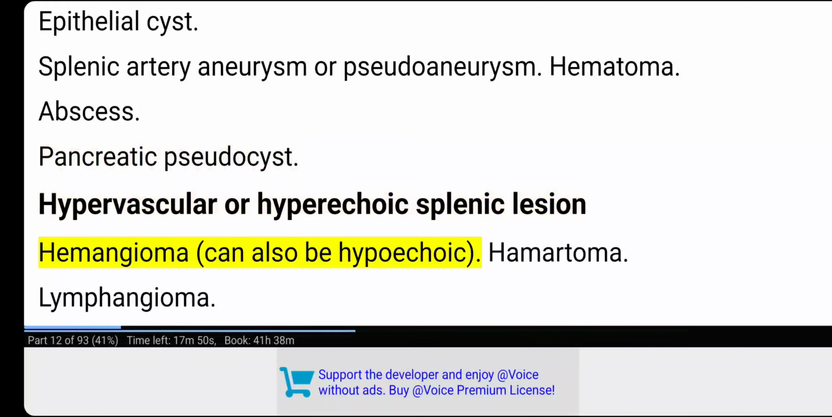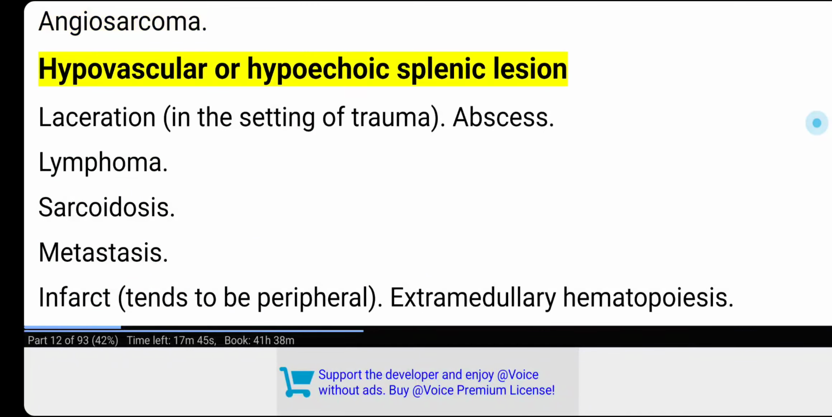Hemangioma can also be hypoechoic. Hamartoma. Lymphangioma. Angiosarcoma. Hypovascular or hypoechoic splenic lesion: laceration in the setting of trauma. Abscess. Lymphoma. Sarcoidosis. Metastasis. Infarct tends to be peripheral.